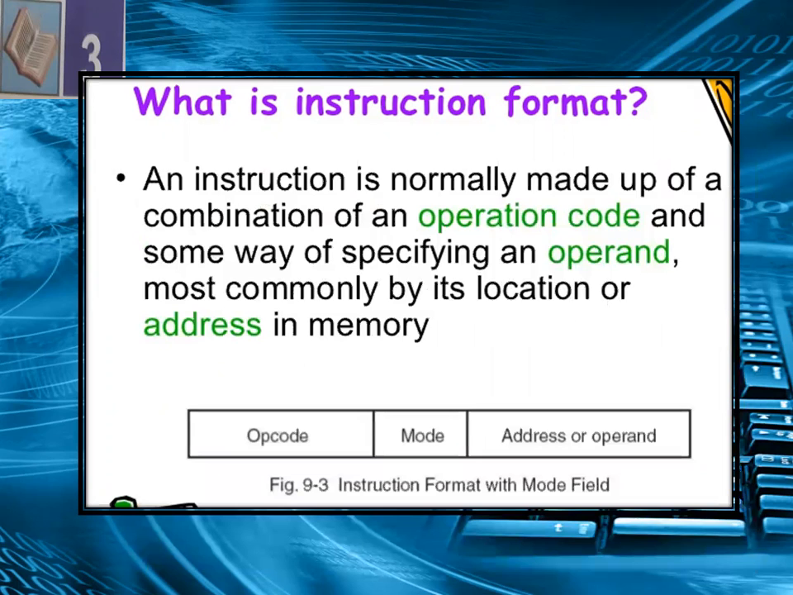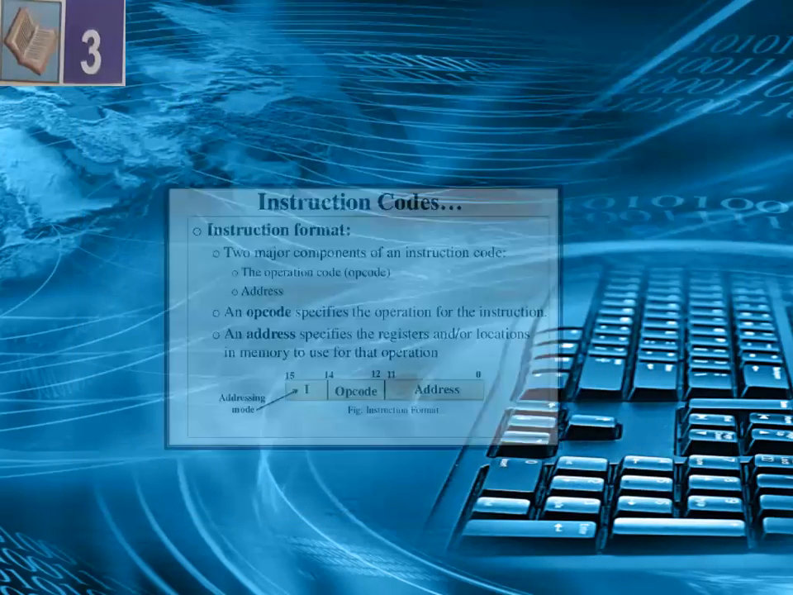So here an instruction is normally made up of a combination of operation code and some way of specifying an operand, most commonly by its location or address in memory. So here we can check the opcode, that is the operation. We have seen many operations like move, LD, add, store, all these are operation opcodes, and then we have an operand on which the instruction will perform the operation on the data. So this is your instruction format, which can vary, and we have different addresses of these instructions which we can use to execute the instruction.